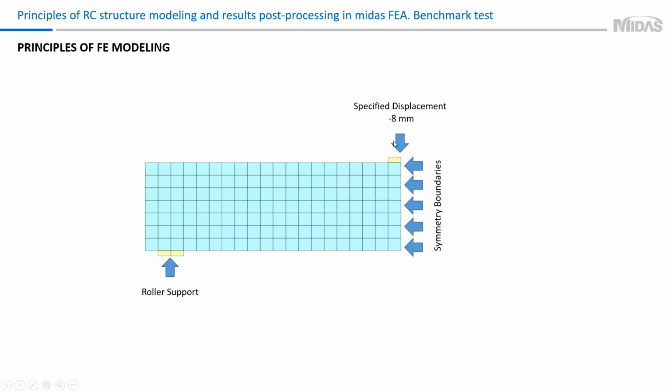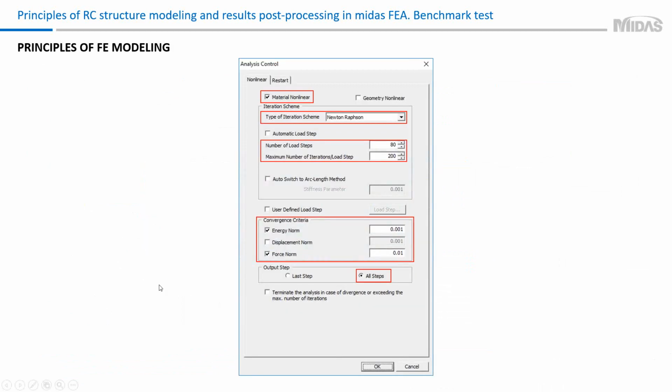Also, load is applied as a specified displacement at the middle of the beam. That will be similar to a concentrated load, but at the same time, I can control the total beam deflection. Also, as it's only half of the model, I used the symmetry boundaries and roller support.